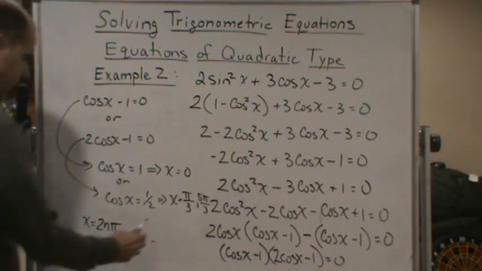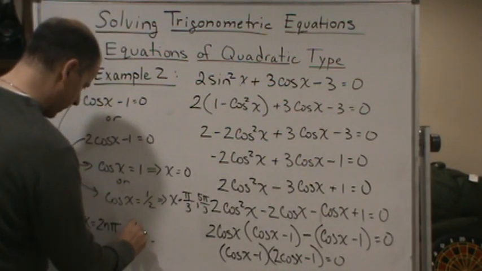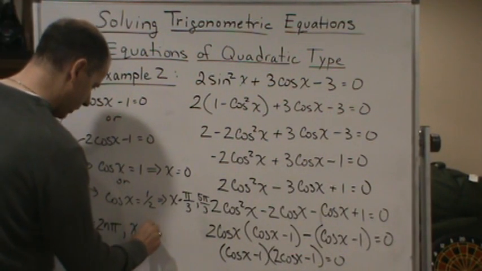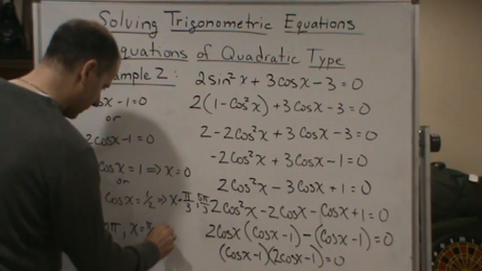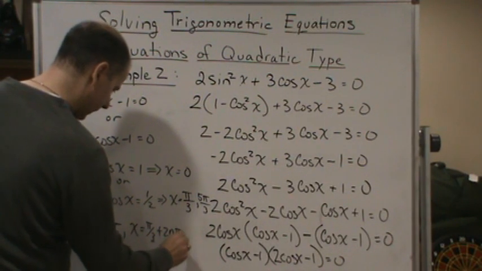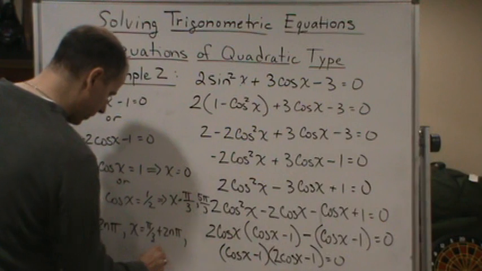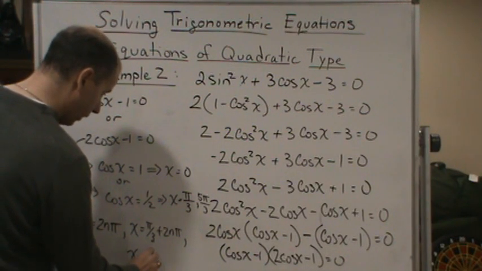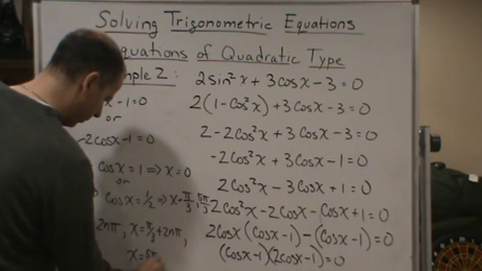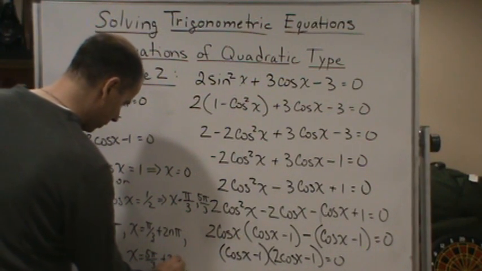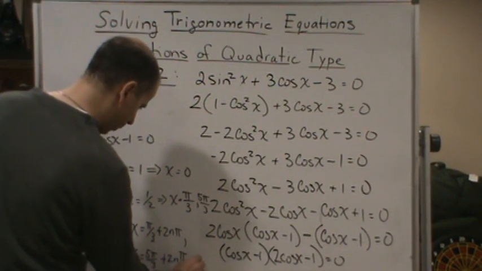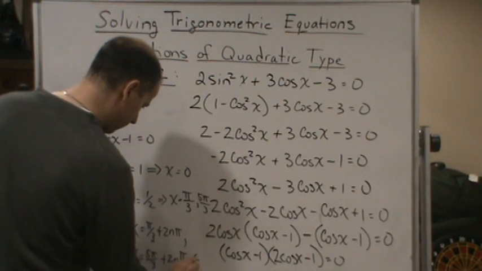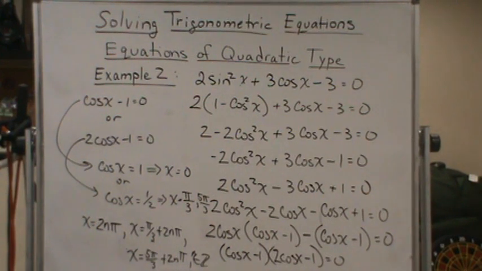And then, these two are right, so the other two answers are x equals pi over 3 plus 2n pi. And then the third part of the answer is whenever x is equal to 5 pi over 3 plus 2n pi. And of course, that's when n is an integer, right? And that's it. That's the general solution.